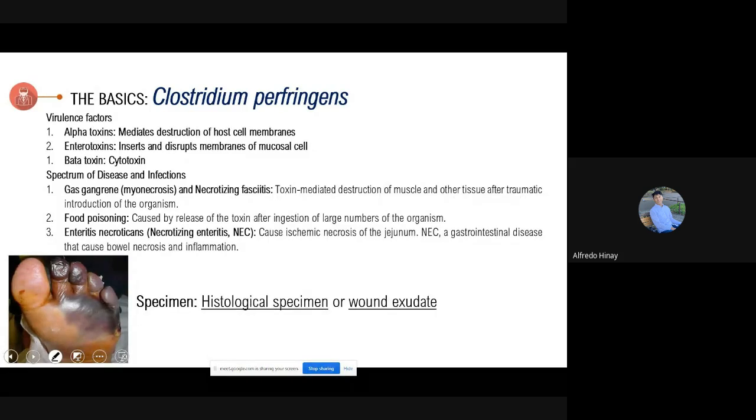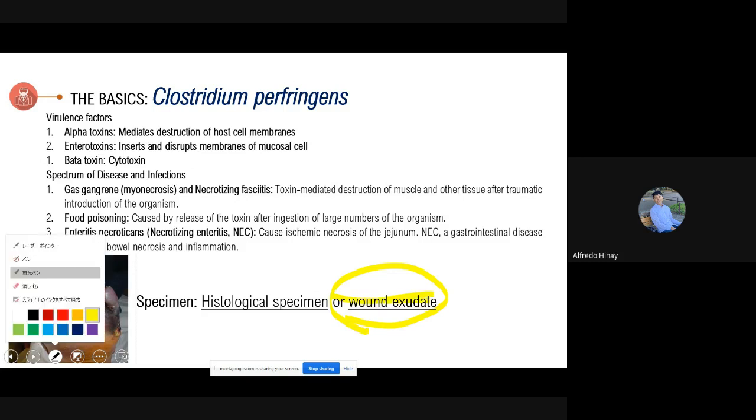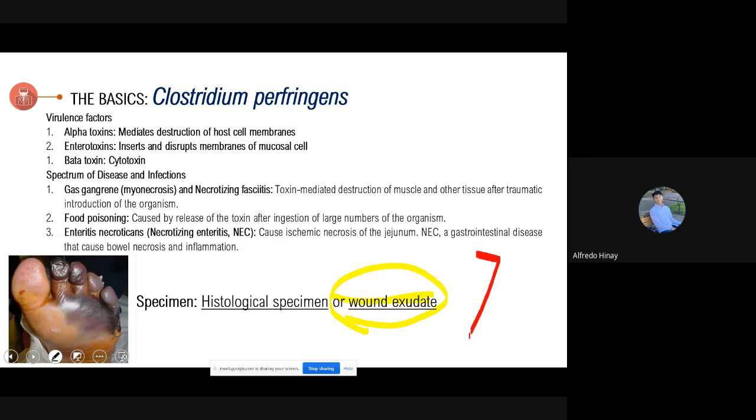Ito pala class, enteritis necroticans or necrotizing enteritis. Okay? Caused by ischemic necrosis of the jejunum. So with this one, pag may sample tayo class here, what you can do is with the wound exudate naman siya. Pwede din tayong gumamit ng capillary tube class. Capillary tube, tapos itutusok natin yan, tapos yung tissue papasok here, then we put that one on that tube and then process anaerobically.